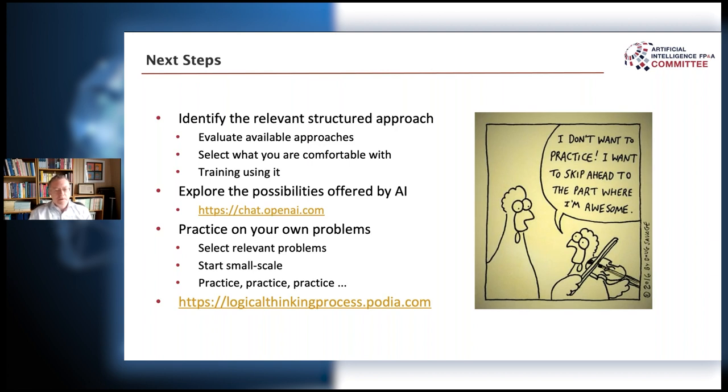And then practice on your own problems. Select some problems that are relevant, that are important, but that are not huge, and start with those. Start small scale, and then just practice. That's really the way forward with this.